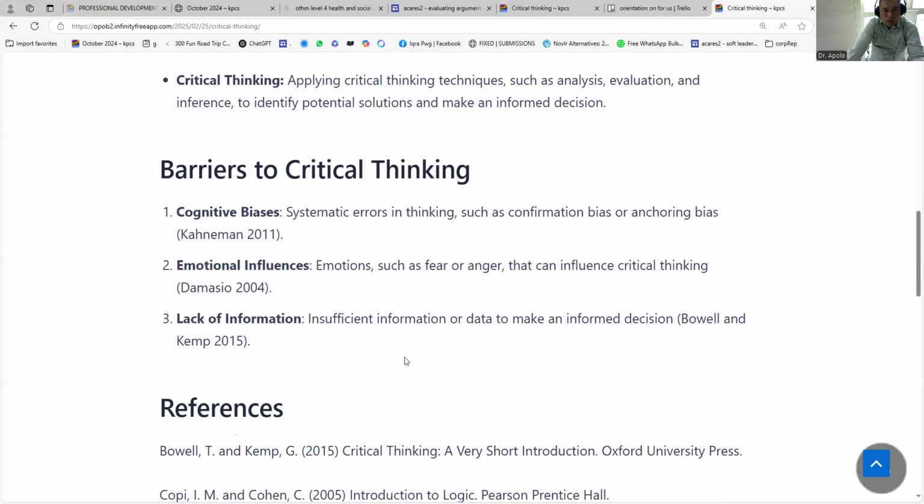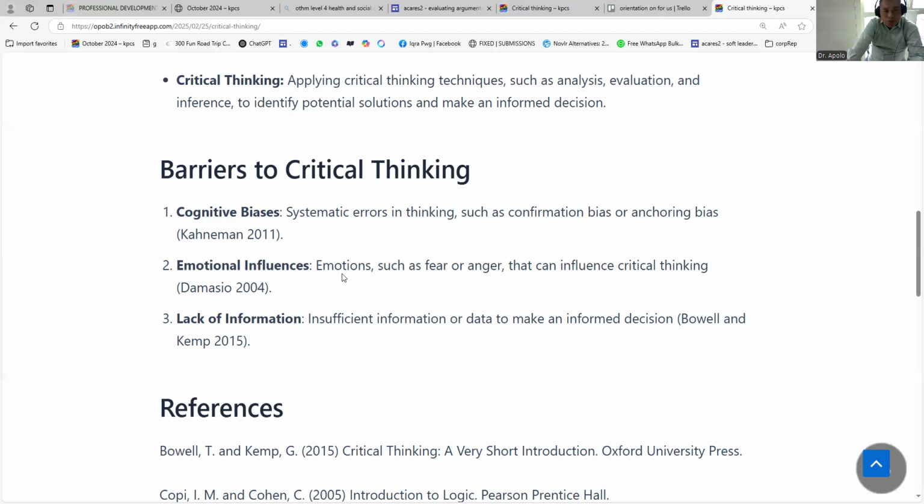So there are barriers in critical thinking, like cognitive biases. What are cognitive biases? Systematic errors in thinking such as confirmation bias or anchoring bias. So bias is culture based. Filipinos have different beliefs that we inherited. So for example, if you're walking and then a black cat crosses your path, then something will not go right. So that's the belief. So again, that's a barrier to critical thinking. So maybe this is just a coincidence.